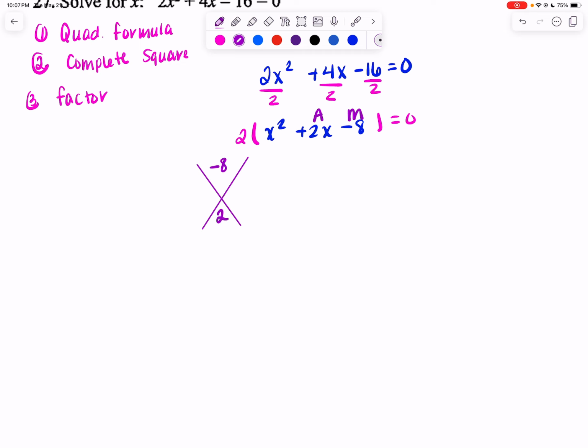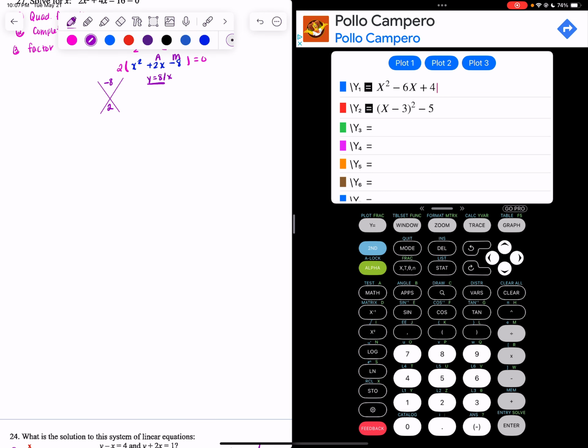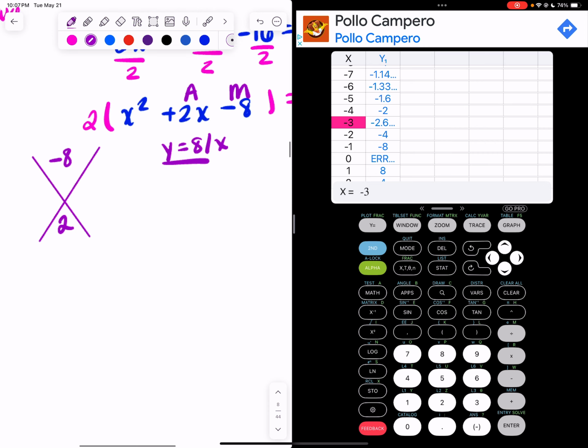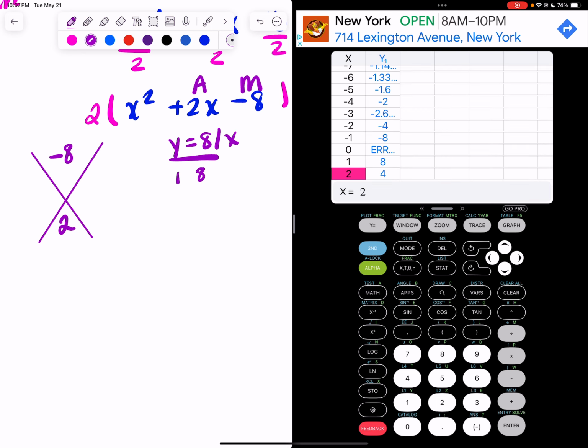I'm now going to go to my calculator and write down y equals 8 divide x to list out my factor pairs of 8. So let's see what my factor pairs are. So 8 divide x, second graph. I'm going to start at 0. At 0, I get error. At 1, I get 8. 2, I get 4. And I'm pretty sure that's it because 3 does not go into 8. So now I have to figure out which of those pairs is going to work. I think it's going to be the 2 and the 4.